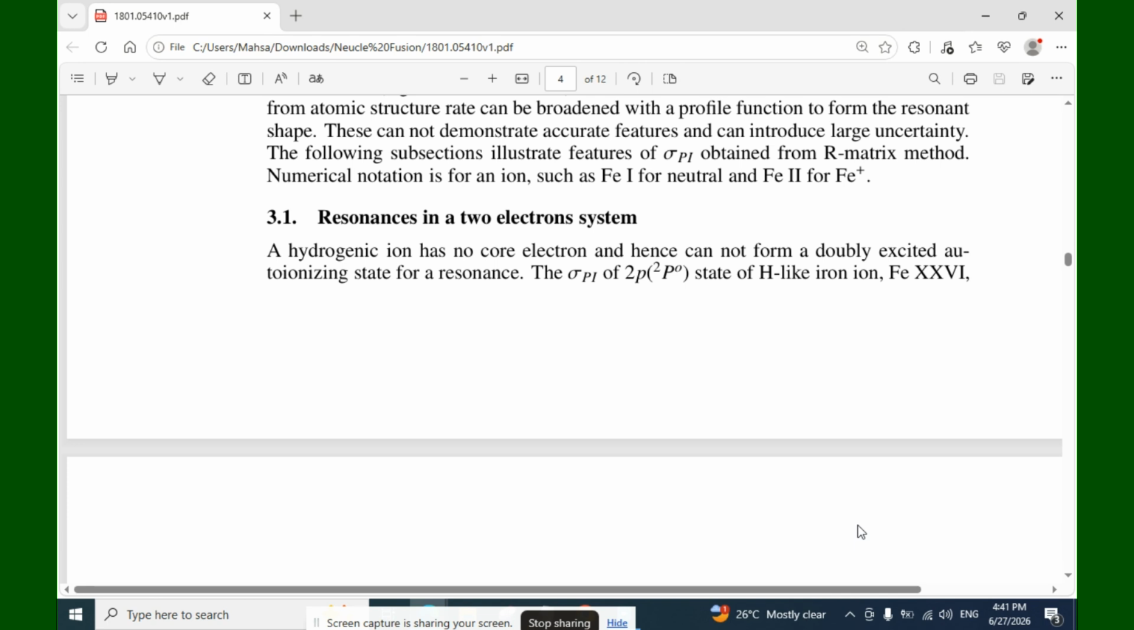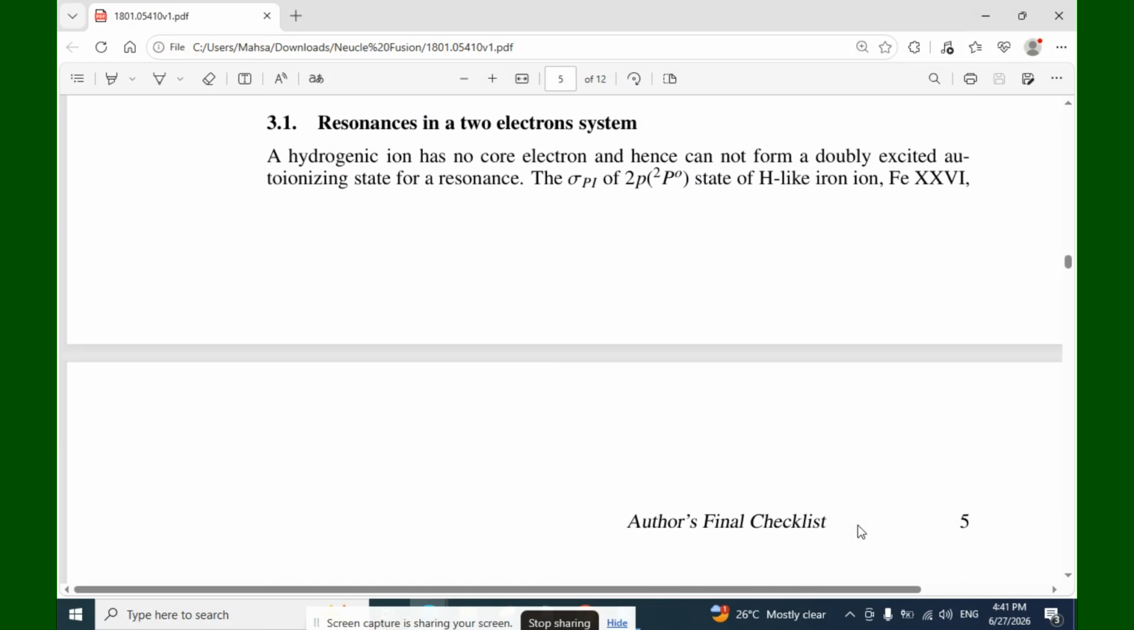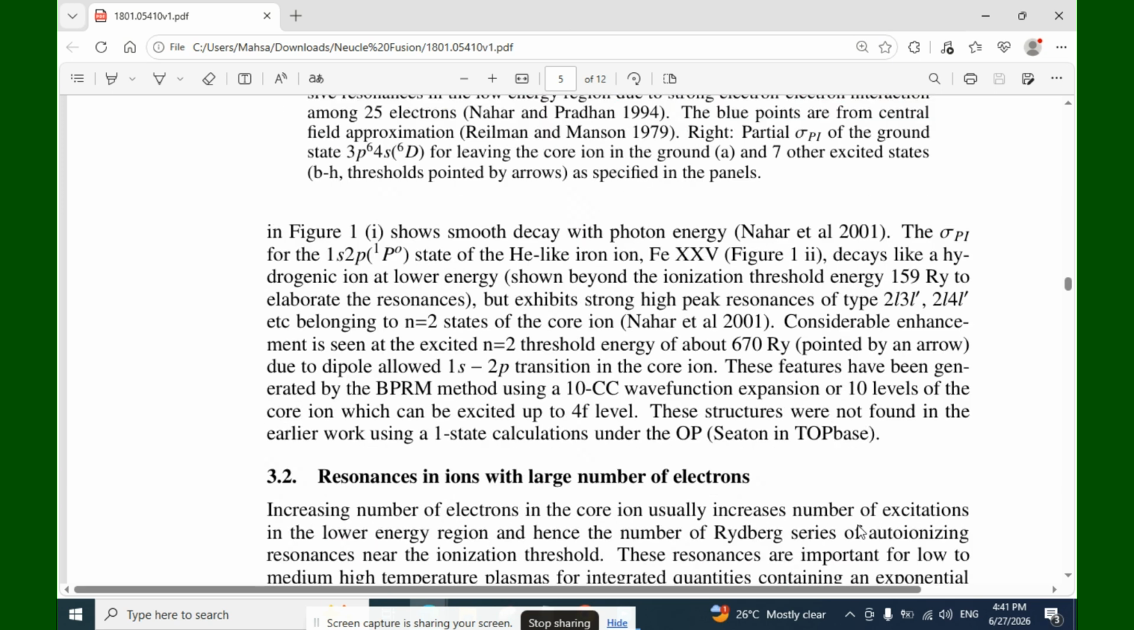A hydrogenic ion has no core electron and hence cannot form a doubly excited autoionizing state for resonance. The sigma PI of the 2p^2 state of a hydrogenic ion like Fe XXVI. Figure 1 shows smooth decay with photon energy.